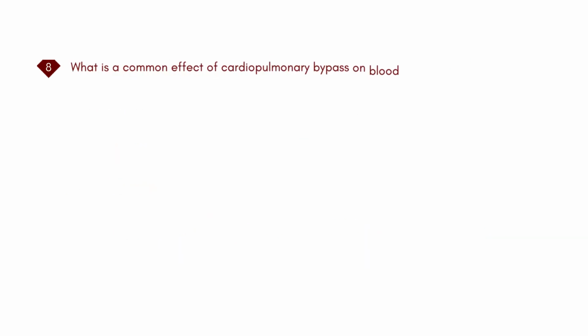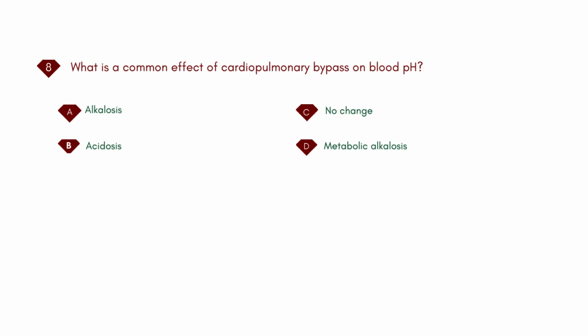What is a common effect of cardiopulmonary bypass on blood pH? A. Alkalosis. B. Acidosis. C. No change. D. Metabolic alkalosis.